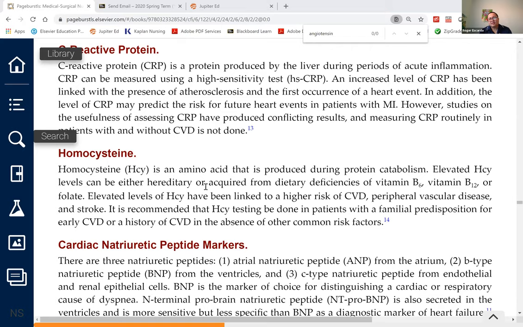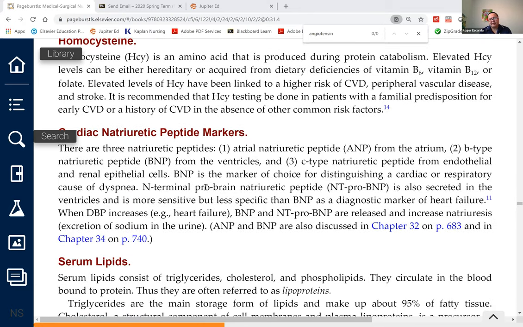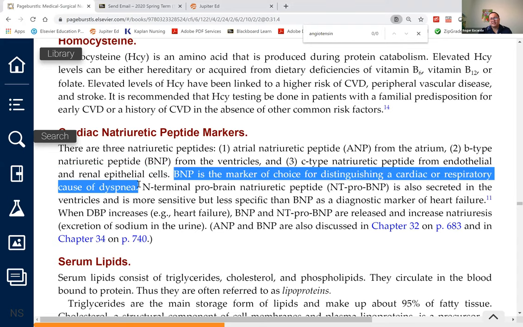Homocysteine is not typically used during the acute episode. Homocysteine is drawn outpatient, meaning to monitor a patient either with known cardiac issues or if we're trying to see if the patient has a higher risk of heart disease. So homocysteine is used for that purpose, but not during an acute episode. We already discussed BNP. Again, BNP is the marker of choice for distinguishing between cardiac or respiratory dyspnea. Because a patient with a COPD exacerbation, a pulmonary embolism, or having a heart attack look exactly the same. When they present to the ER, they'll be gasping, clutching their chest, complaining of chest pain and shortness of breath, and you have to work fast in order to distinguish what we are dealing with here.